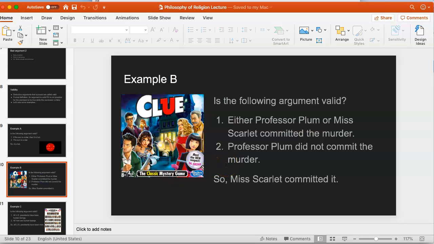Second argument, argument B, is also fairly straightforward. Either Professor Plum or Miss Scarlett committed the murder. Professor Plum did not commit the murder, so Miss Scarlett committed it. If you said this one was valid, you were correct.